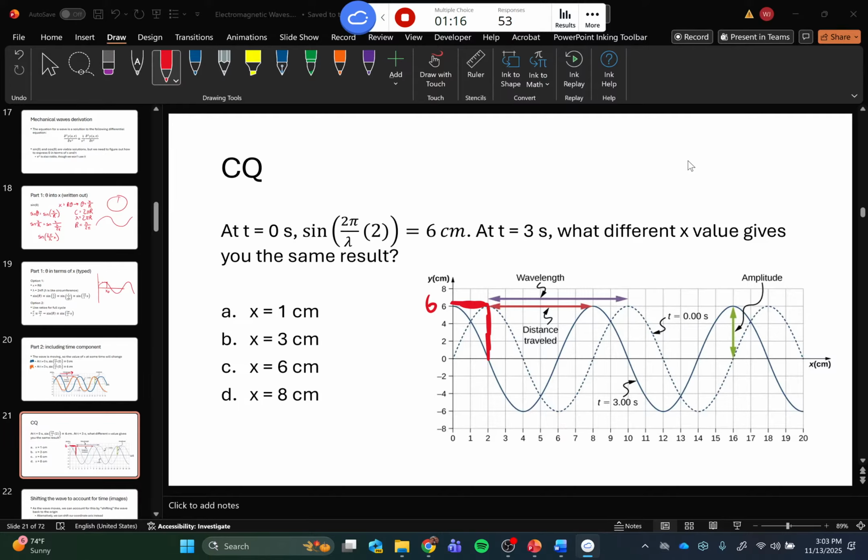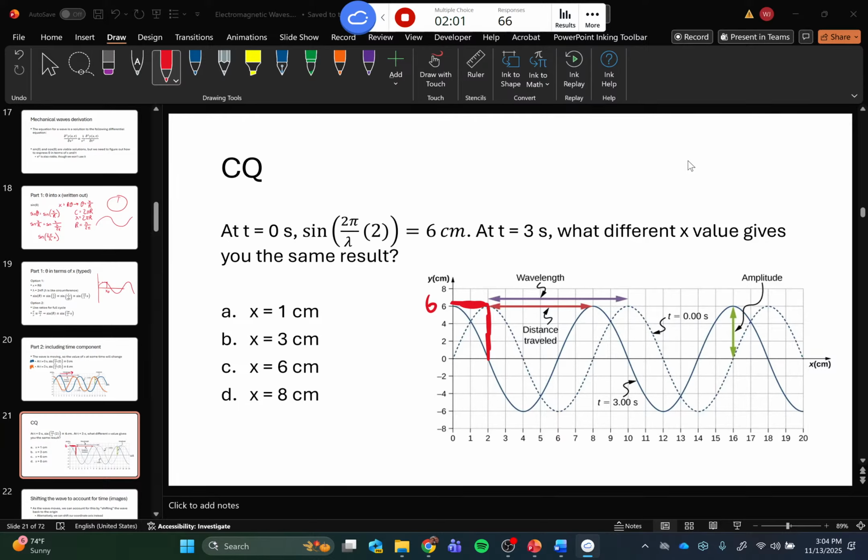At x equals 8. There are always infinitely many after this, but of course, you can go up or down. Well, what was my original x value? Oh, yeah. What was my original x value? Say it again. So it's saying at t equals 0, which is the dotted wave.